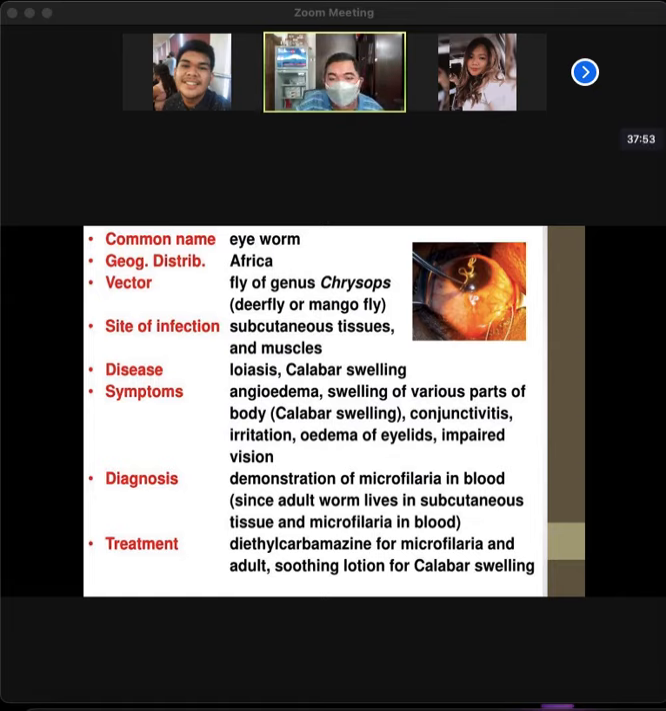What you usually do is demonstrate the microfilaria in the blood. You can actually see it in the picture already. Or sometimes they do biopsies, but the most common that we usually do is to check the microfilaria in the blood. So what is the treatment that we give? We give diethylcarbamazine for the microfilaria, and usually we give some lotions for the swelling. For example, we give some calamine, or other types of soothing lotion.